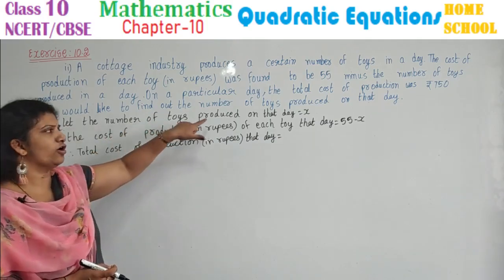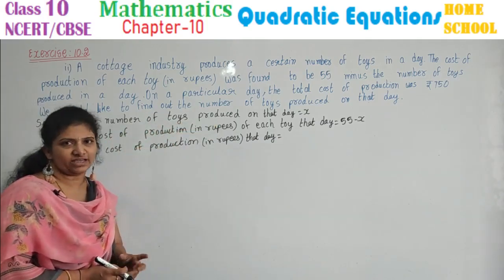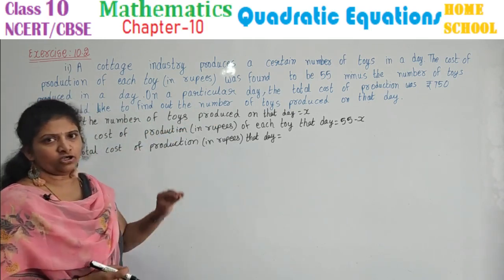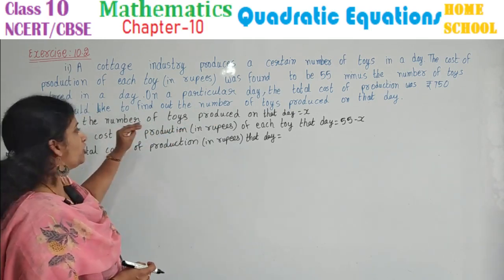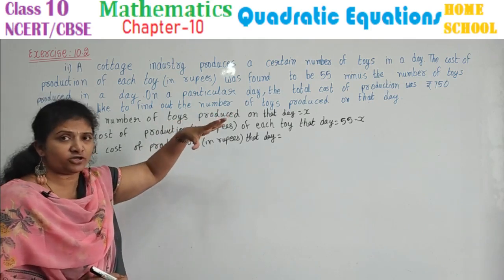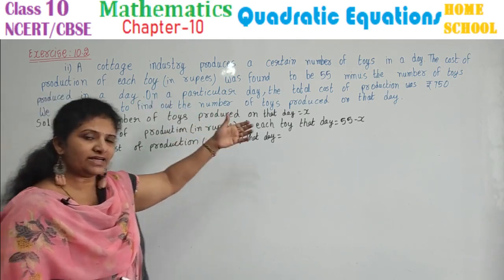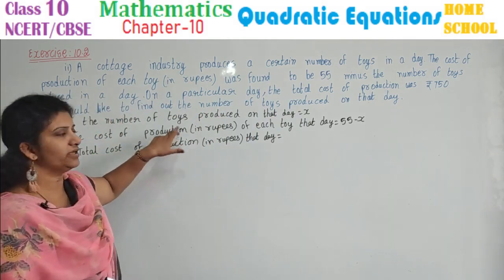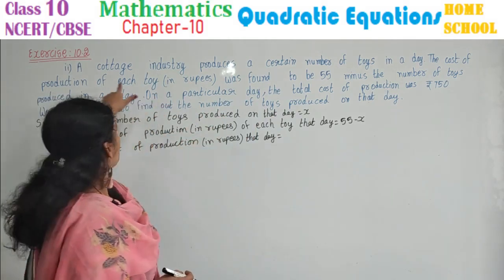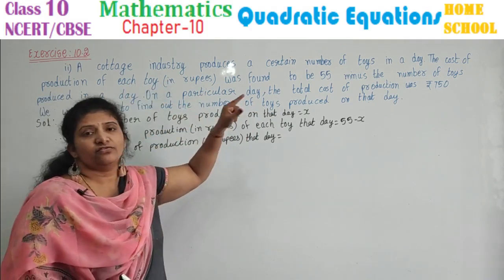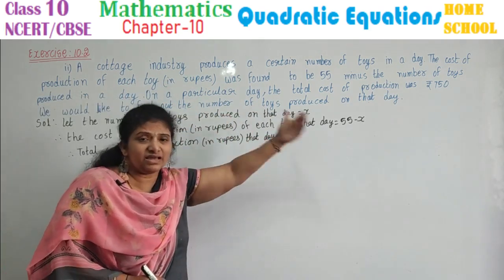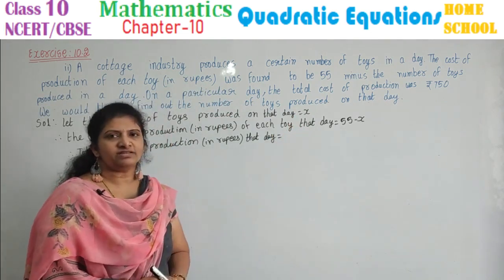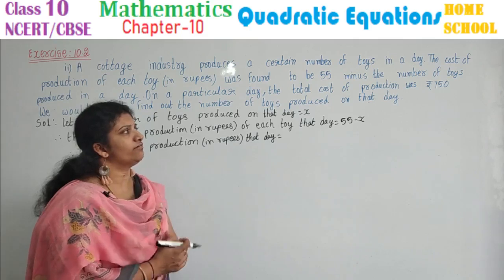Let the number of toys produced on that day be x. How many toys were produced on that day? We don't know, so let us assume it as x. What is the cost of production given here? 55 minus the number of toys produced. That means 55 minus x. That's all. They did not give us anything else.